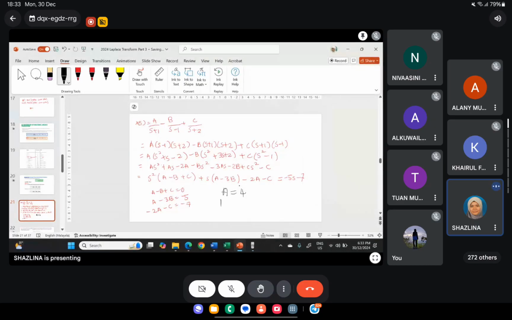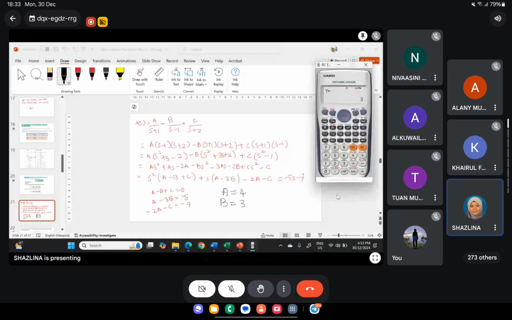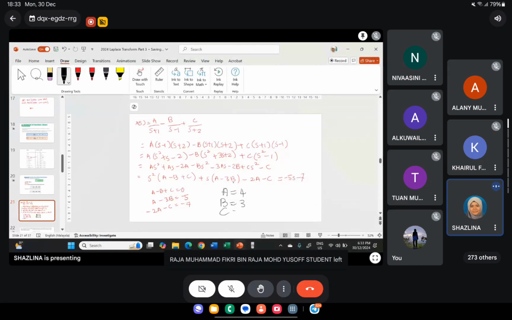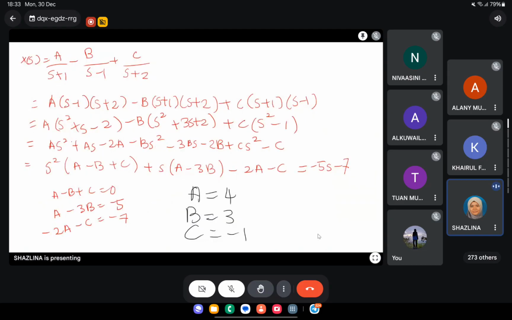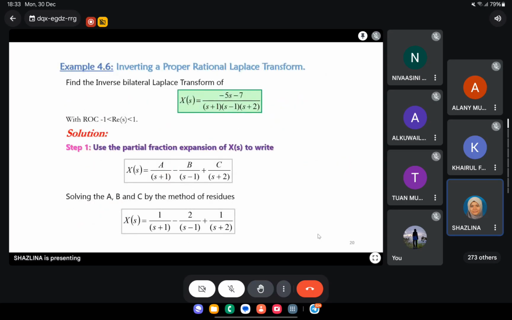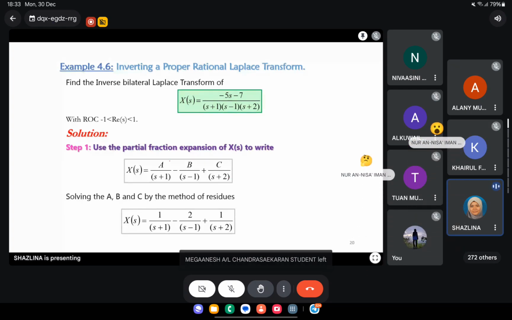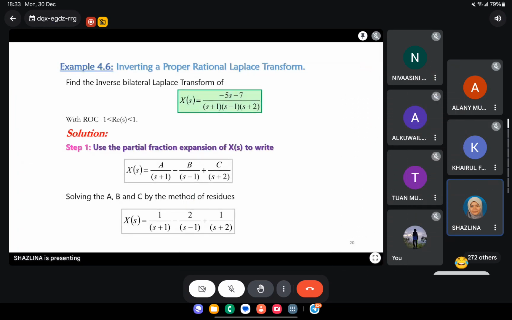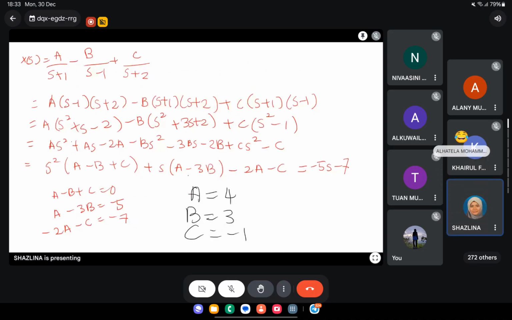B is 3. And C minus 1. Let's check. 4, 3 minus 1. Huh? Oh, check lah balik eh. Salah ni saya buat ni. There's something wrong somewhere here. Okay, we assume that their A, B and C is correct. Why is it incorrect ni?